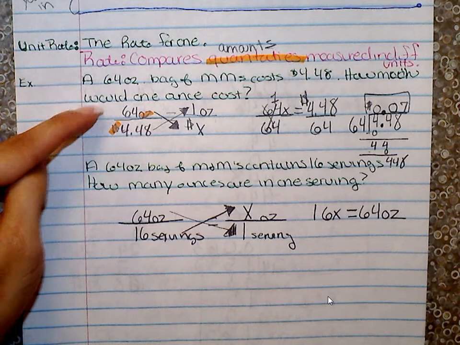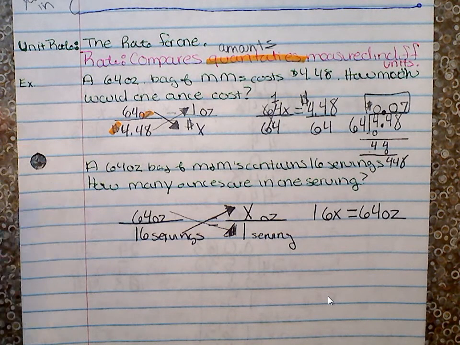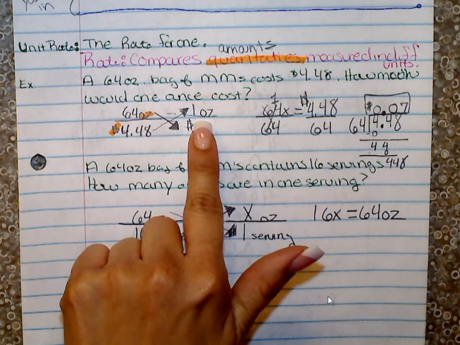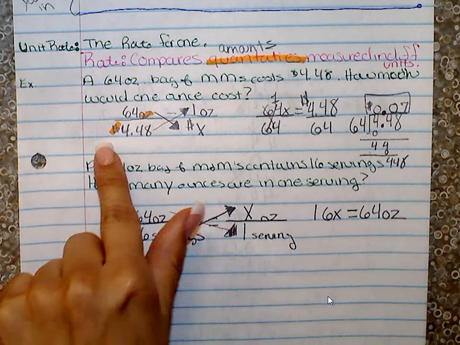We are comparing these, but ounces and dollars really have nothing to do with each other. They're completely different, so they're different units of measurement. You can measure something in ounces, and you can measure how much something costs. And we want to know per ounce, 1 ounce, and ounces go with ounces and dollars go with dollars.